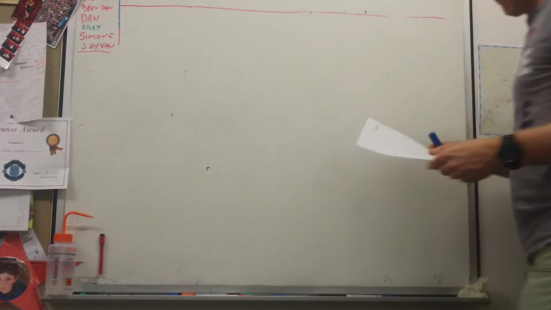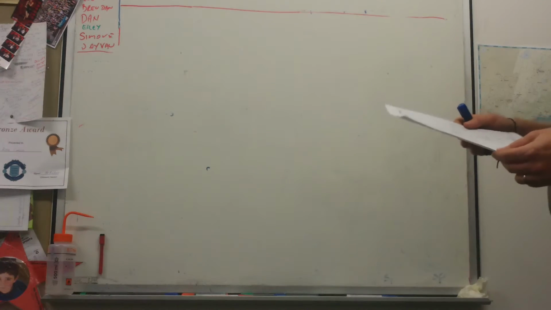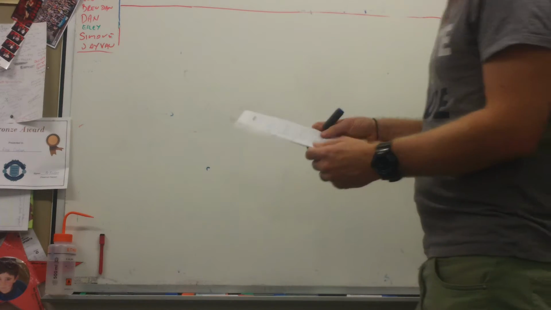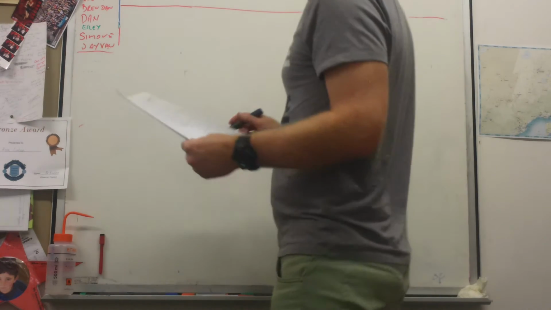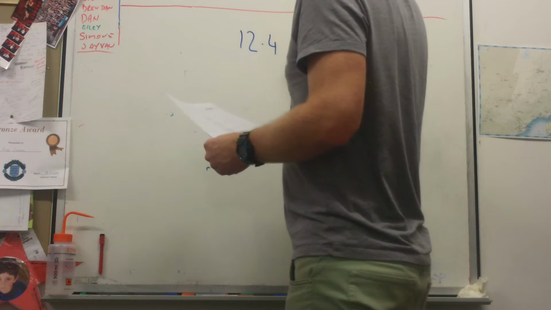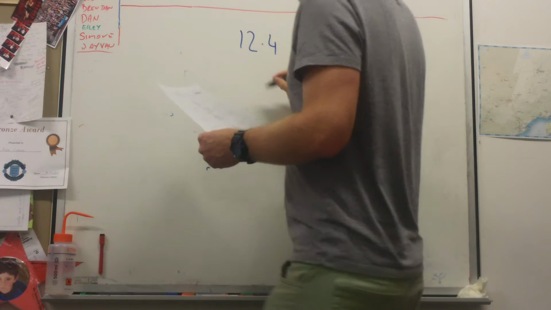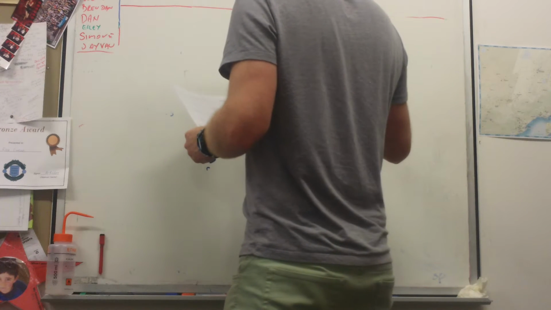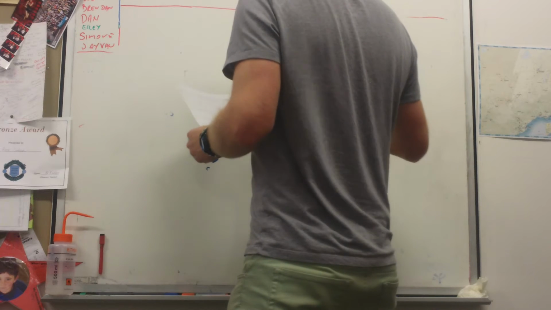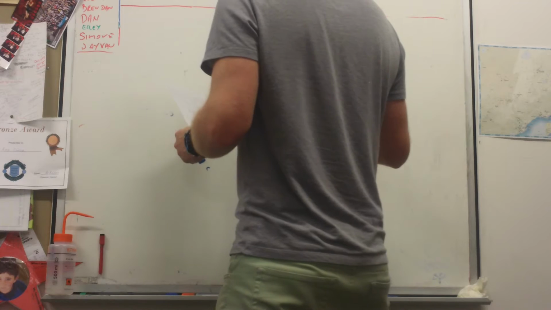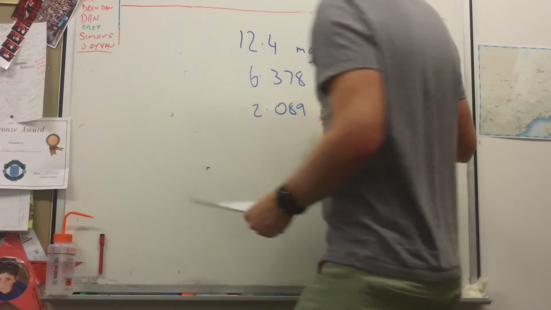SLE133 tutorial. I'm going to skip the significant figures and move on to some of the mathematics involved. I'm going to do 1.70D: 12.4 milligrams plus 6.378 milligrams plus 2.089 milligrams.